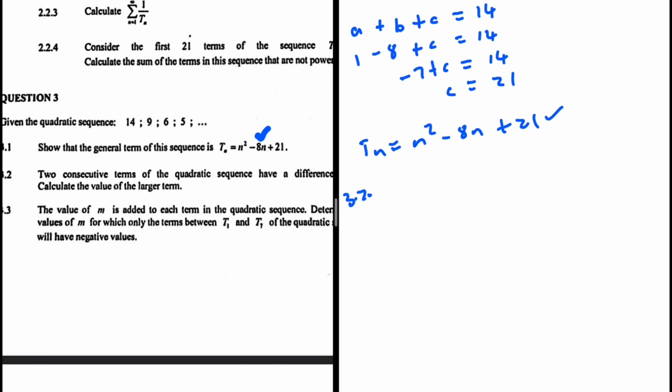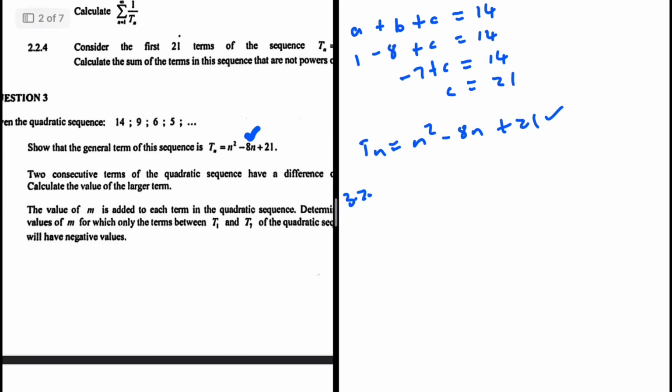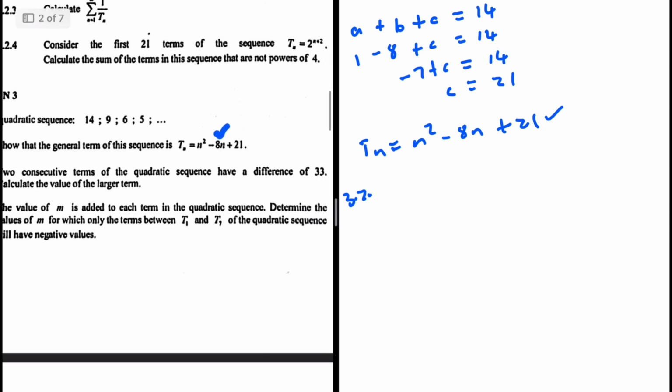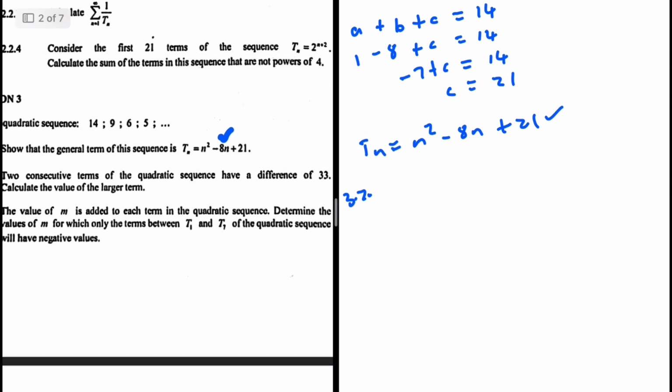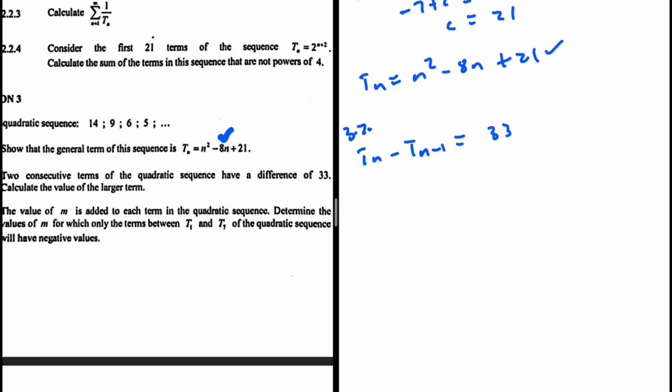3.2. Two consecutive terms of the quadratic sequence have a difference of 33. Calculate the value of the larger term. Okay, so let's see. We have two terms and the difference is 33. So Tn minus Tn minus 1 is equal to 33, the difference between some two terms.